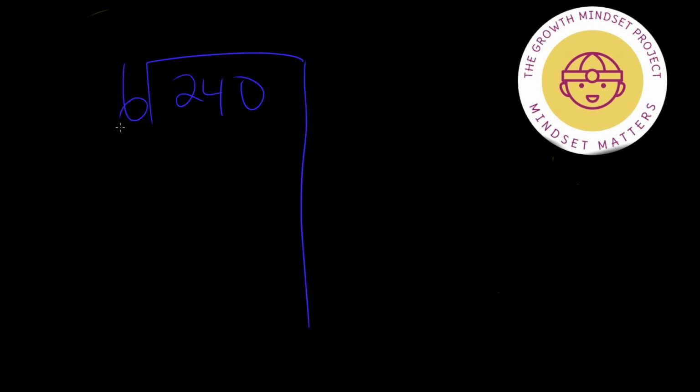Let's do 240 divided by 6. Okay, let's use our partial products. Let's start with 100, and let's see, can we do 100 times 6? We can, but that gives us an answer of 600. Okay, that's too much. It's too big. We have to start smaller. Okay, what if we started with, let's just start with 10. 10 times 6 is 60.